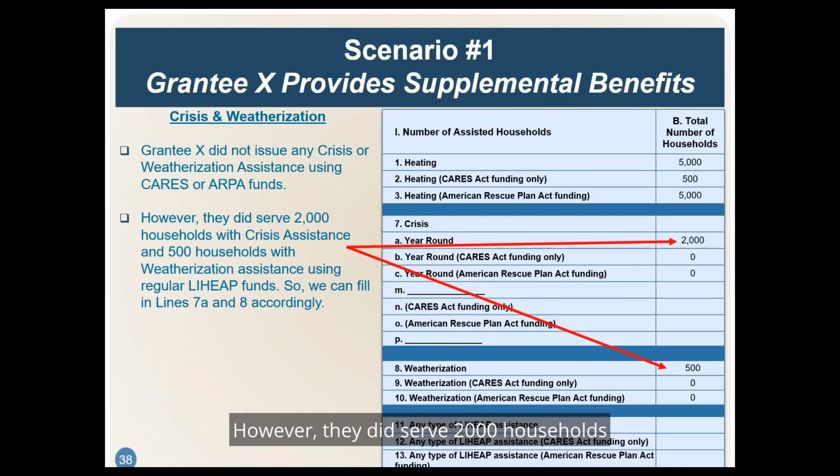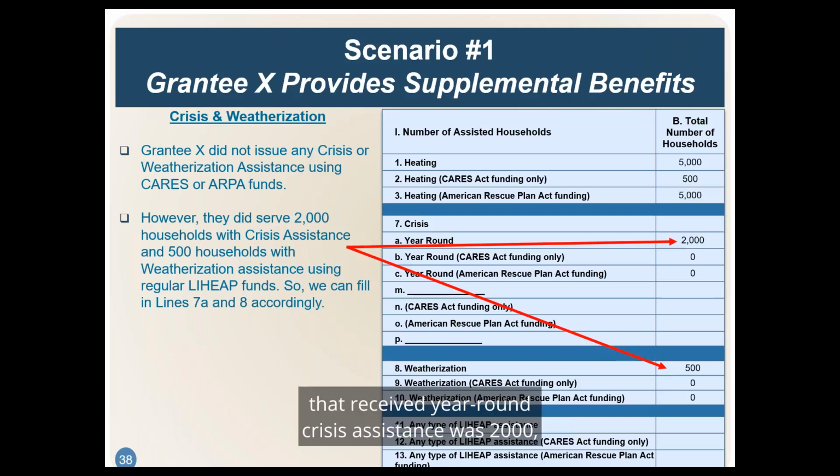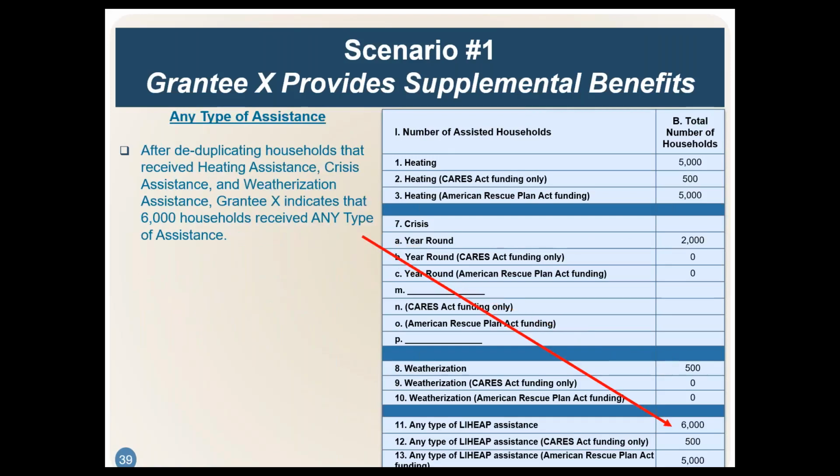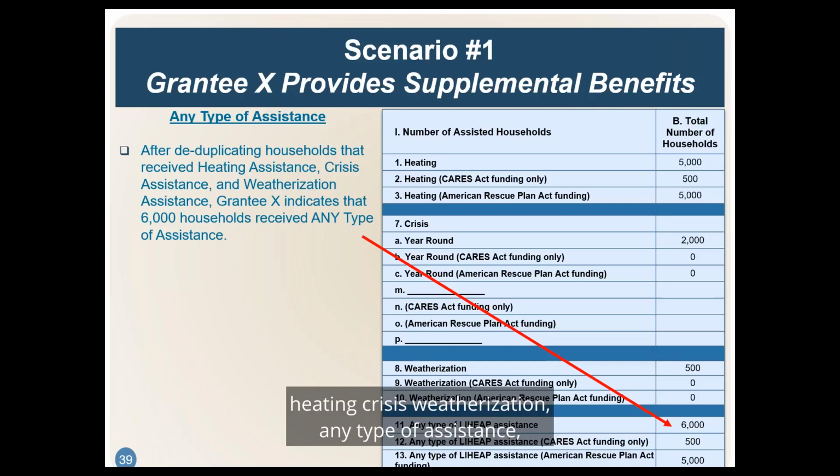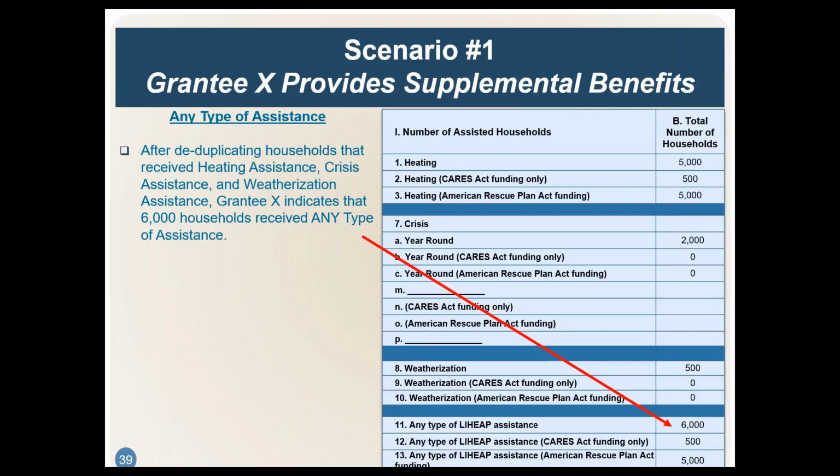However, they did serve 2,000 households with crisis assistance and 500 with weatherization assistance, and they only used their regular funds, not their ARPA funds or CARES funds. So the total number of households that received year-round crisis assistance was 2,000, so we'll put that in line 7A, and 500 received weatherization, so we're going to put 500 in line 8. After they deduplicate their households and figure out how many households received any type of assistance, heating, crisis, weatherization, the number of unique households was 6,000. So we're putting 6,000 in line 11 for any type of LIHEAP assistance.